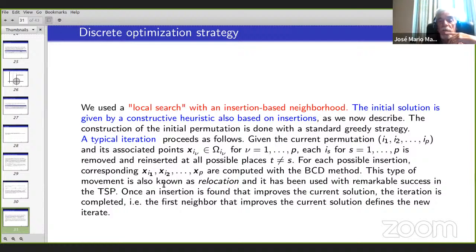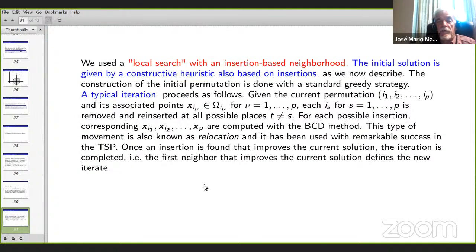The construction with initial permutation is a grid strategy. A typical iteration, given a permutation I1, ..., IP and these associated points: each point is removed and reinserted at all possible places, trying to decrease the objective function. But this is classical, standard TSP.